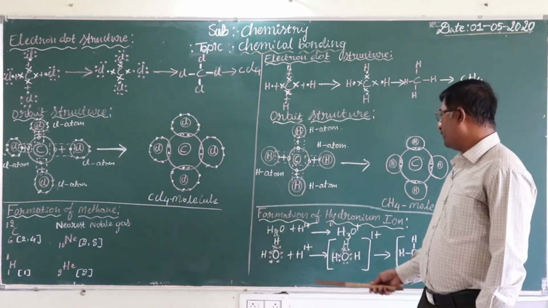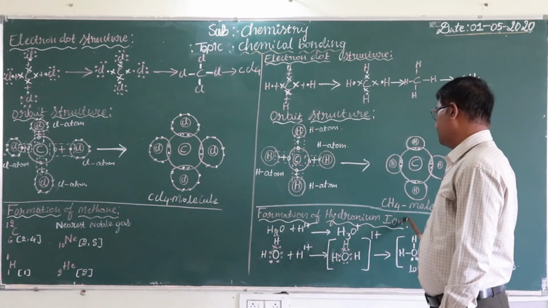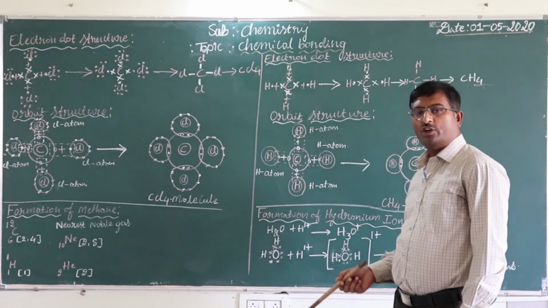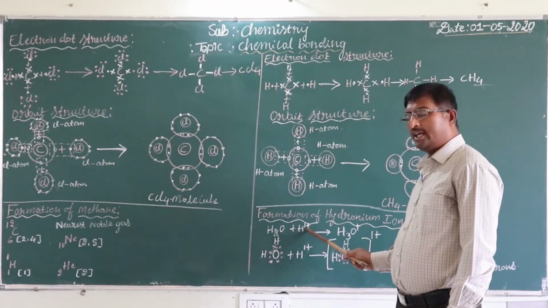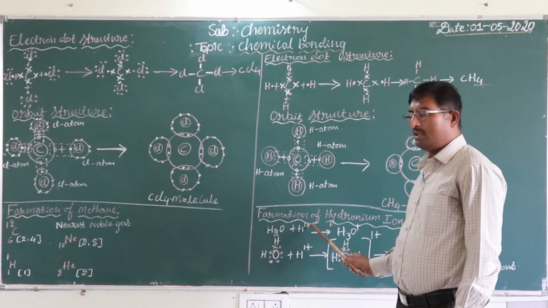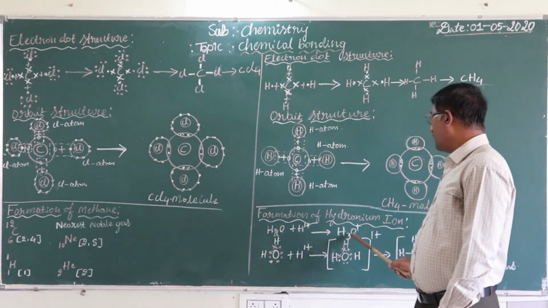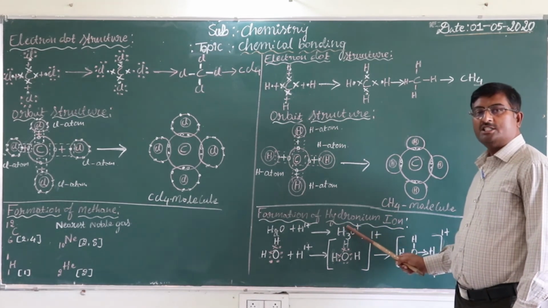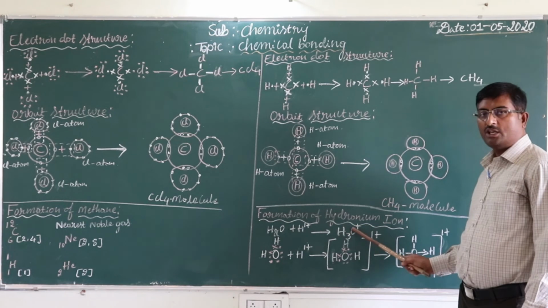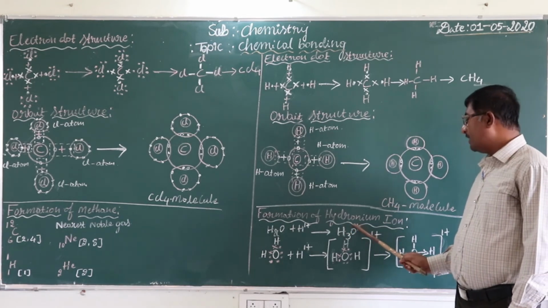Now next we will go to the formation of hydronium ion. How will we get the hydronium ion? When a water molecule combines with one hydrogen ion, H plus ion, what will we get? Hydronium ion. The formula of hydronium ion is H3O plus.